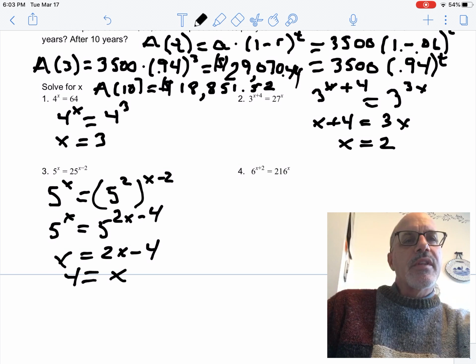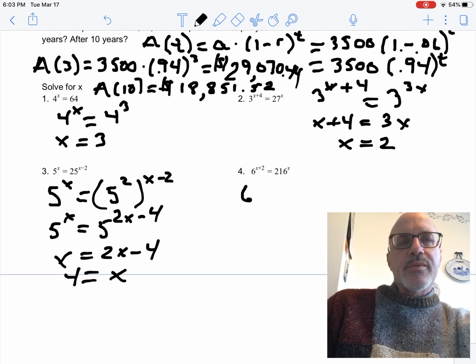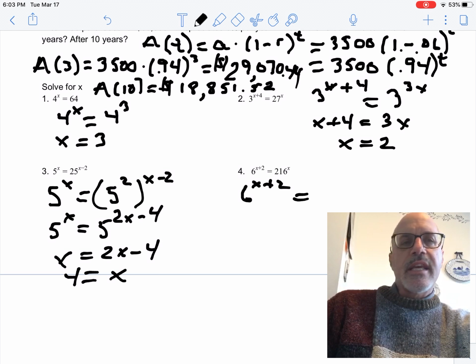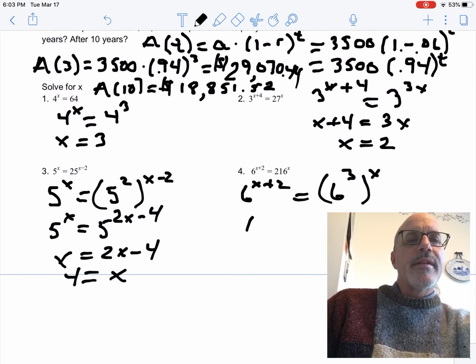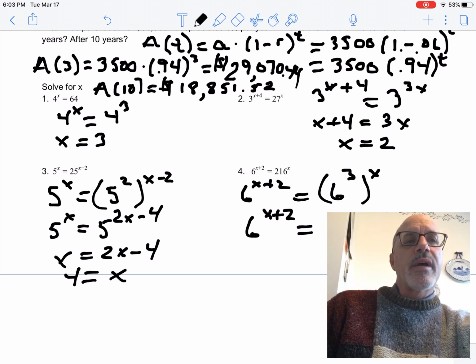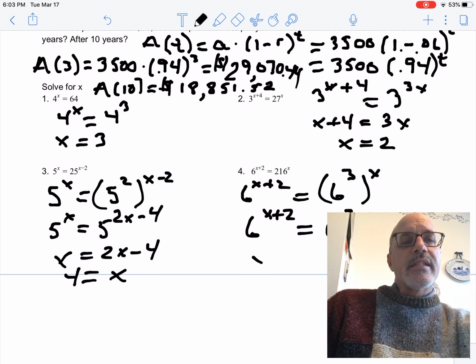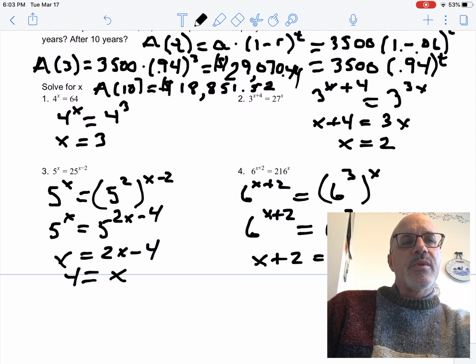Let's do the same thing with the last one. This one's going to be covered over just a little bit in some of the work, so let's get it set up first. 6 to the x plus 2 equals 216, which is 6 to the third to the x power. On the left side we get 6 to the x plus 2, but on the right we get 6 to the 3x. Since we have the base of 6 on both sides, we can set the exponents equal. x plus 2 equals 3x. We solve that equation and we get x equal to 1.